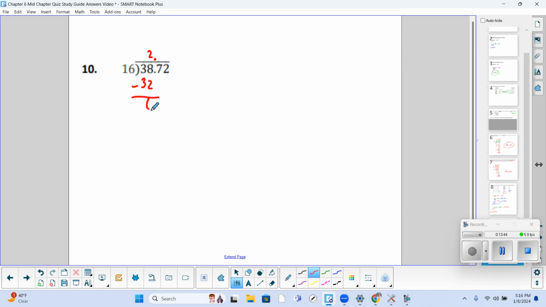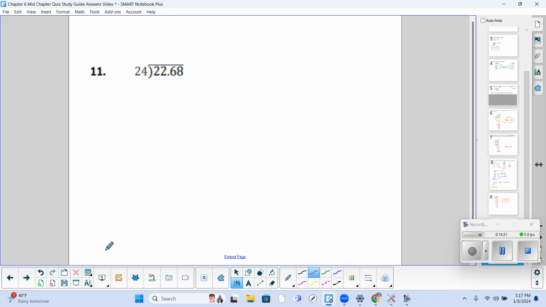The remainder is 6. So now I bring down my 7. How many times does 16 go into 67? Well, 16 goes into 67 four times, because 4 times 16 is 64. My remainder is 3. I now bring down a 2. 16 goes into 32 how many times? Exactly 2 times. 2 times 16 is 32. I subtract. I have no more remainder. Let's go to number 11.